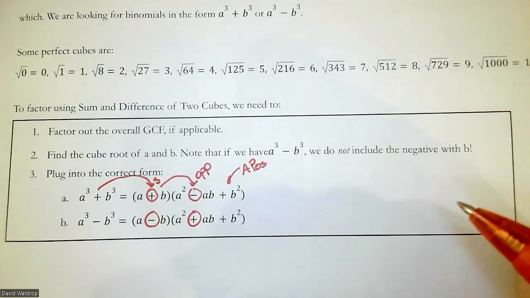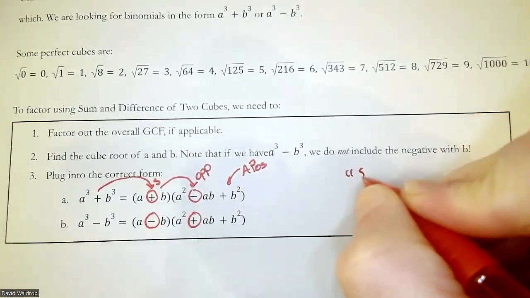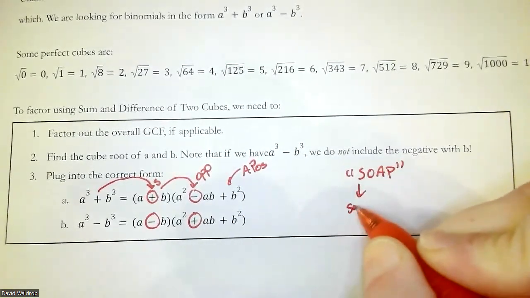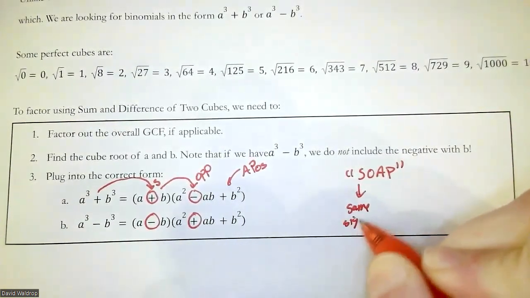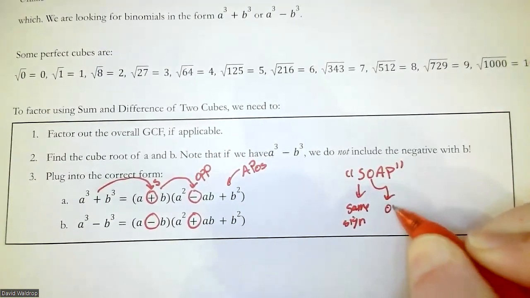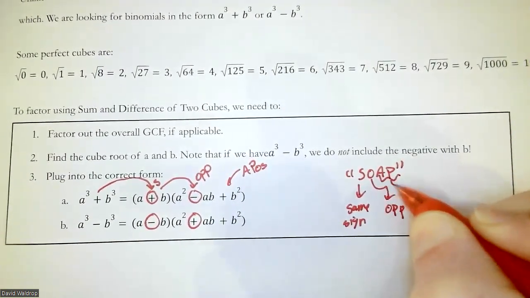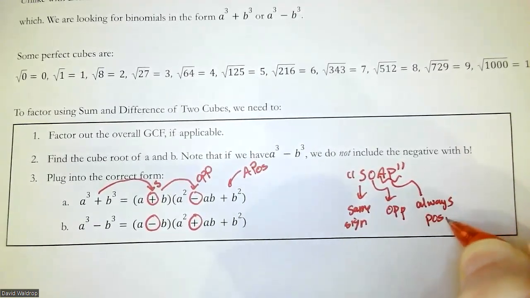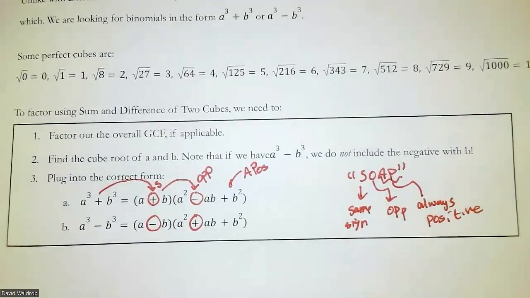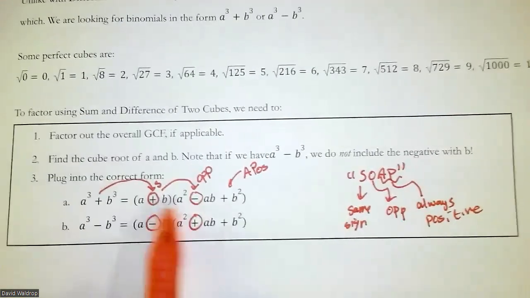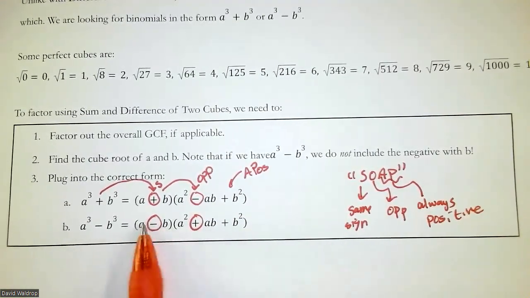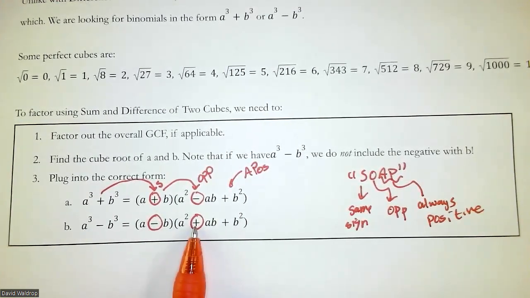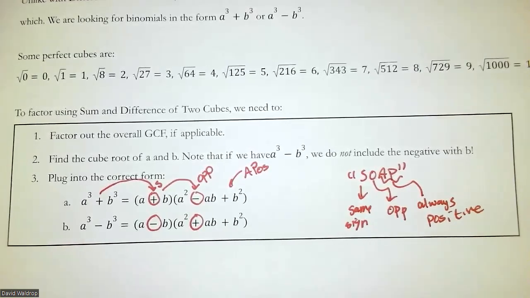Okay. So there's a little acronym. It's called SOAP. First one has the same sign. The second sign is opposite. And then the last one is always positive. Okay, so if you can remember the SOAP, if you know the top formula, you know the bottom one. You just switch those first two. First one has to match, and then the second one doesn't. And the last one's always plus. Okay.